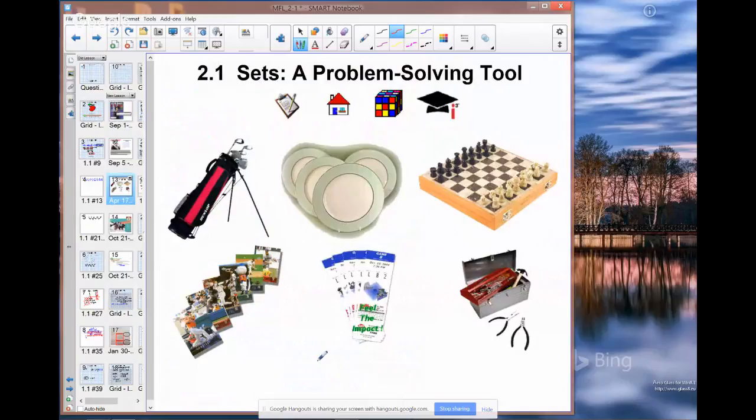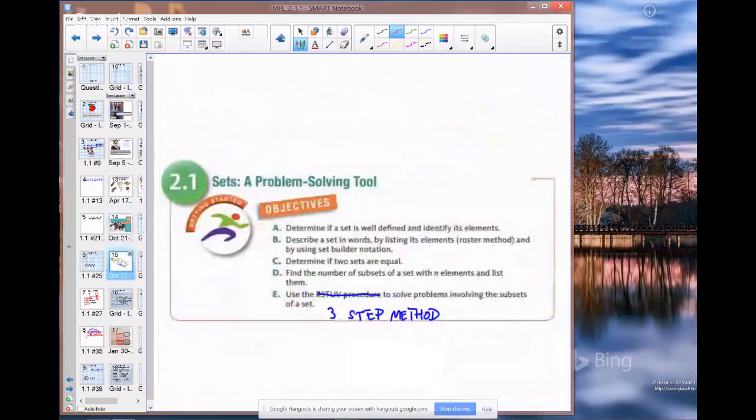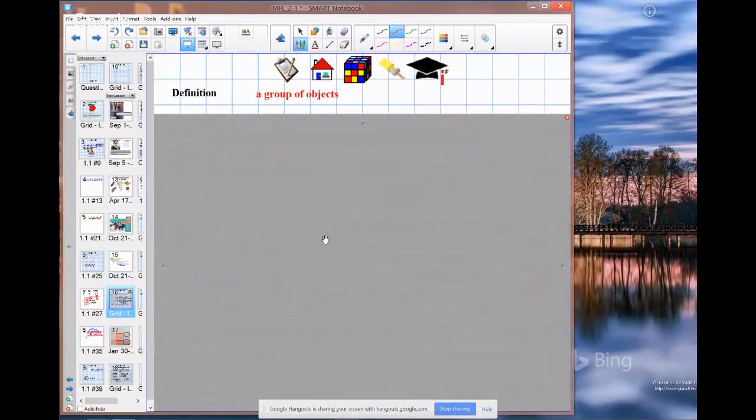And the pictures here are just my way of illustrating. We use sets quite a bit, don't we? We got a set of golf clubs, set of dishes, a chess set, a set of tickets, a set of tools. So we use sets all the time. So we got a bunch of terms today, guys. All right. So first of all, what is a set?